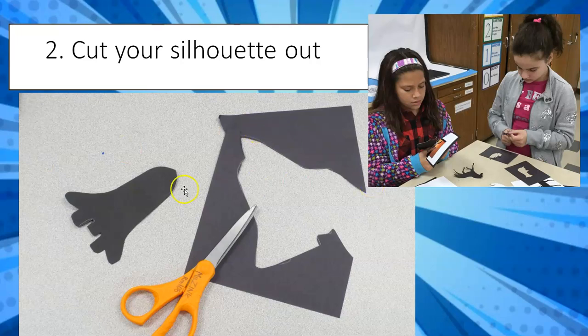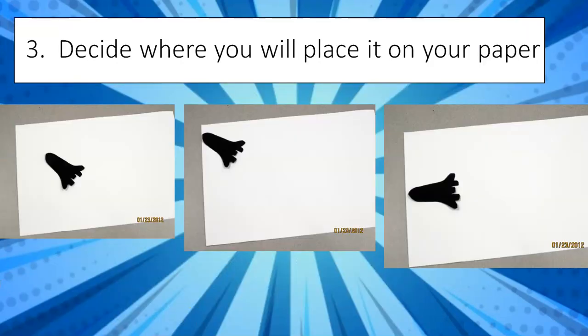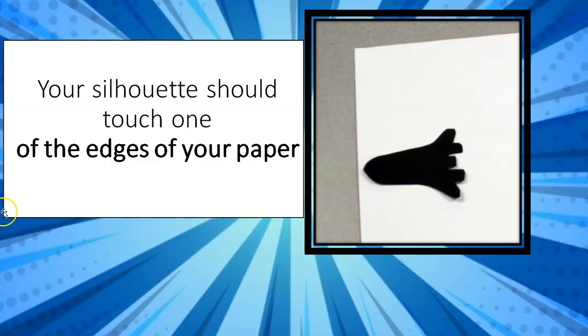Once you have your shape, you're going to cut it out with your scissors. And then we got to figure out where on your piece of paper you want to glue this. You want it to be trying to touch part of the edge of your paper. You don't want to stick it off in the middle here. That's not going to look so good. You want it to actually touch the edge. Like I said on this slide right here.